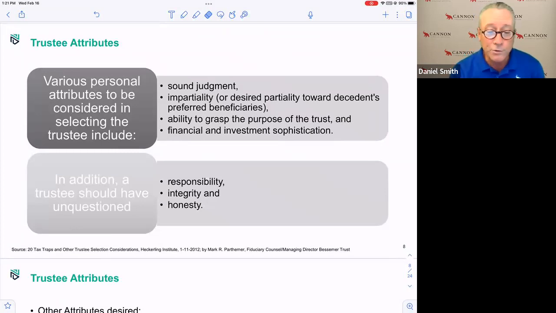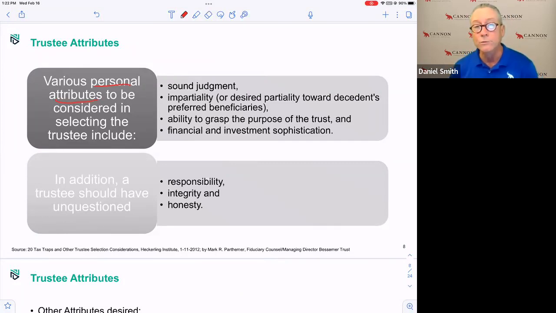But there's a lot of personal attributes. I didn't focus here so much on the tax stuff because, again, you should be working with a knowledgeable attorney who's a specialist in the area of estate planning, and they should be able to make sure that those parts of the document are appropriately addressed when they are using individual trustees. But I was more interested in the personal attributes to be considered in selecting a trustee.